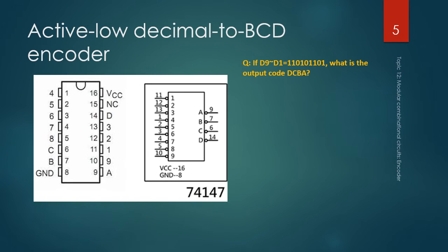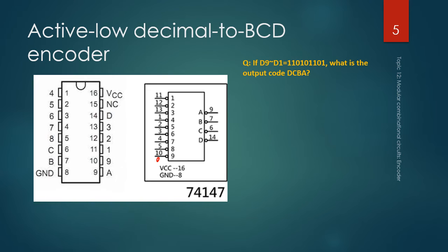However, in most cases, we don't see that active high encoder in reality. Most of the time we see an active no encoder instead. The function is similar, but both the inputs and outputs are active no. So what does that mean? It means if we want to activate one or more of the inputs, we have to put a 0 on that line, not 1. 0 means active now. And also when we generate the output BCD code, we also need to convert it.